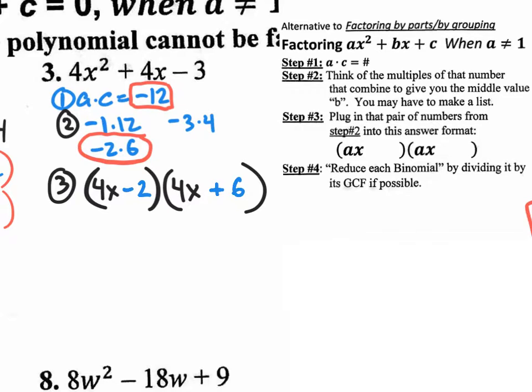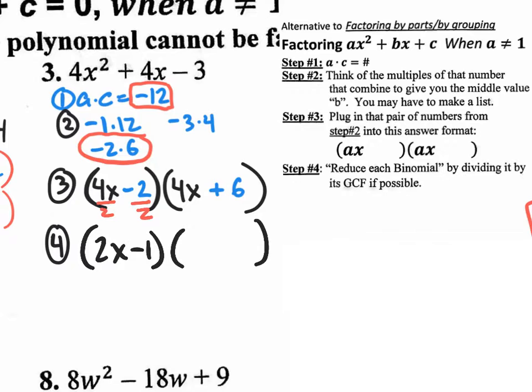Step 4 is to reduce your binomials, each one of them, by each of its GCF. So what is the GCF on the first binomial? 2. So if we reduce by 2, divide by 2, divide by 2, what do we get? 2x minus 1. And then reduce the second one by its GCF. What's the GCF on the second binomial? 2 as well, right? So what we have left is a 2x and a plus 3. Now, this is our answer. We're done.